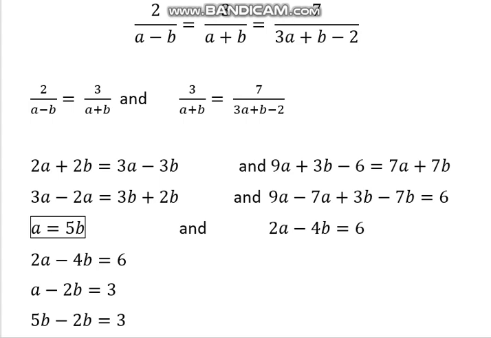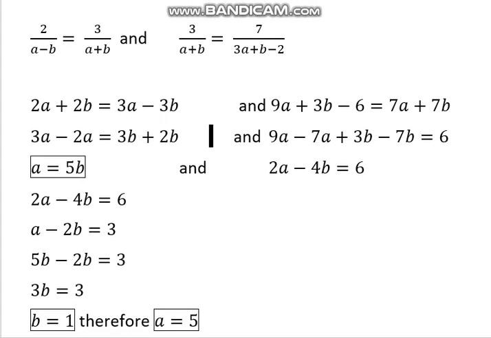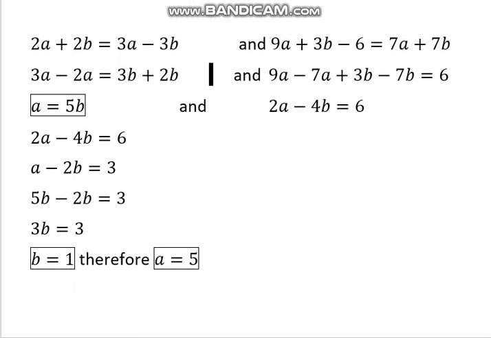But we know that a is equal to 5b. So let us use that value here. So instead of a, we are placing here 5b. 5b minus 2b equals 3, and therefore b equals 1. And using the value of b, we will have here a equals 5b. Therefore 5 into 1, 5. So a is equal to 5.